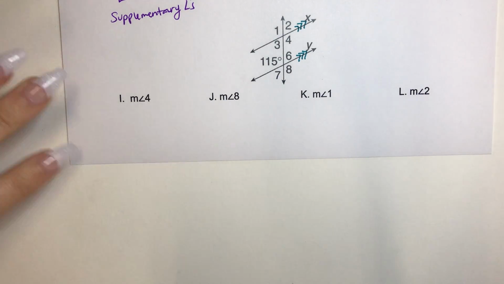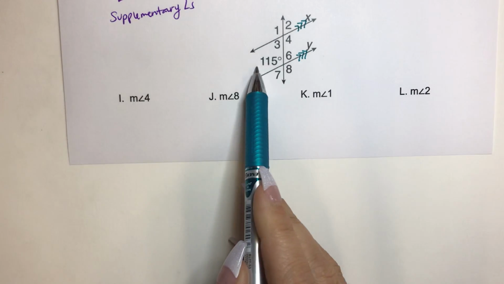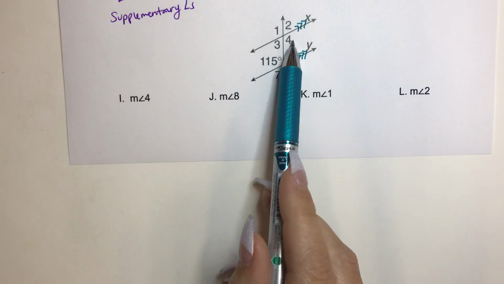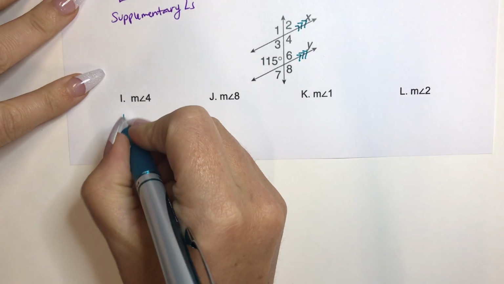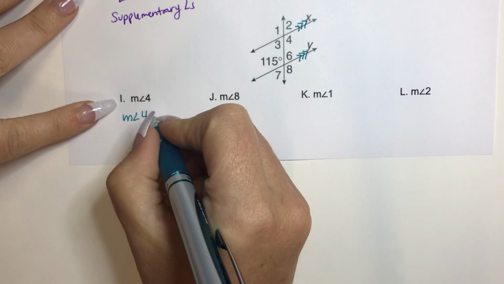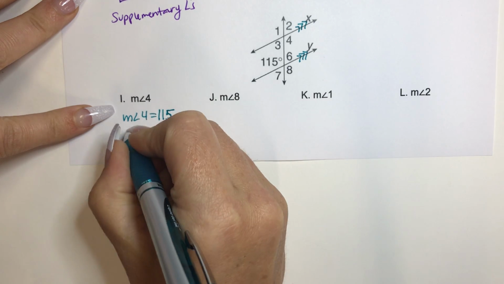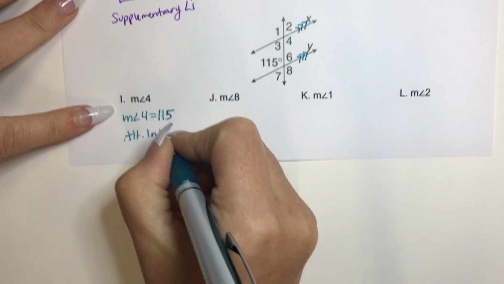Okay, let's see how you did. So the only thing we're given is this 115. We need to find the measure of angle 4. Those look like alternate interior angles, so the measure of angle 4 equals 115. Alternate interior angles.